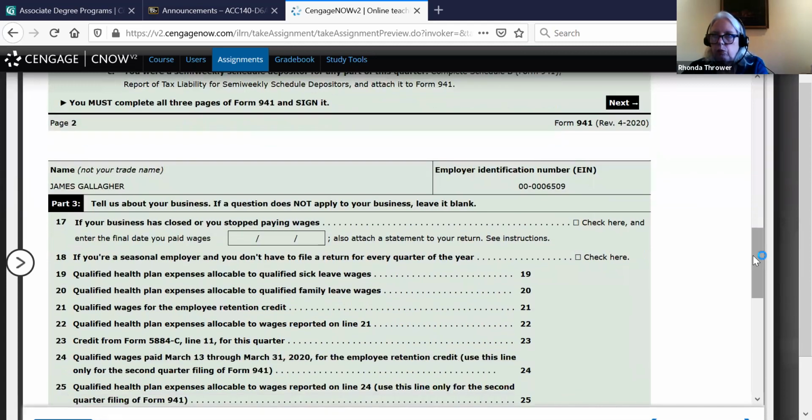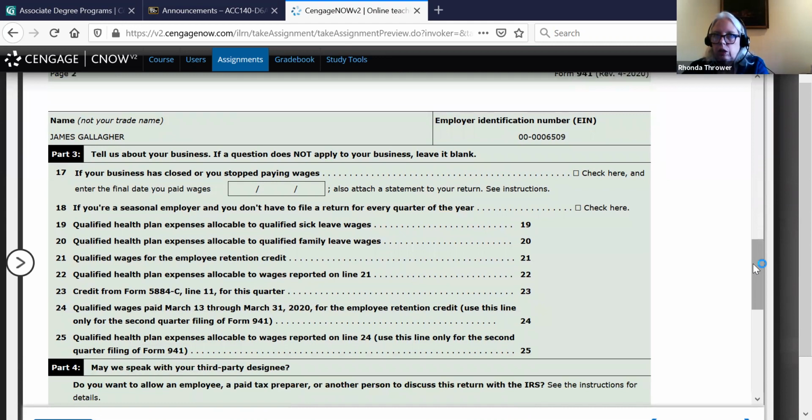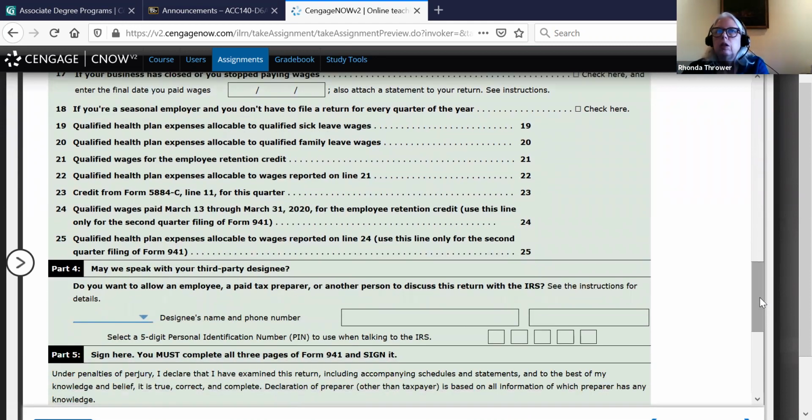Then we're going to drop down and we're going to look at part 3. And we will apply any of these lines to ourselves. In part 3, there was none of these that were mentioned. We're going to move on to part 4, and we're going to fill this in. And it says, do you want to allow an employee, a paid tax preparer, or another person to discuss this return with the IRS? If you do, you put in the designee's name and phone number here.